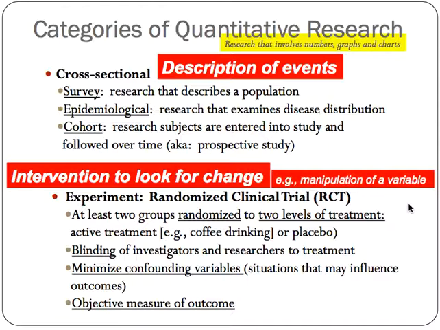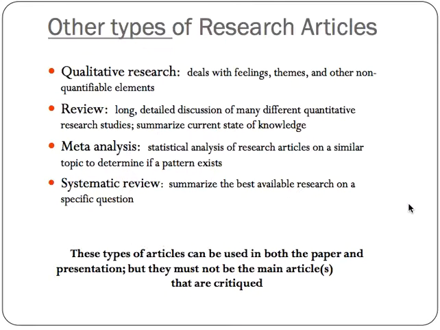Randomized clinical trials also minimize confounding variables, which are variables that may affect results other than the manipulation. These randomized clinical trials also provide objective measures of outcomes, which are great for analyzing results. So while cross-sectional studies are a description of events, a randomized clinical trial is an intervention, such as a manipulation of a variable to look for change. As previously discussed, qualitative research deals with feelings, themes, and other outcomes that are not numerically measured.